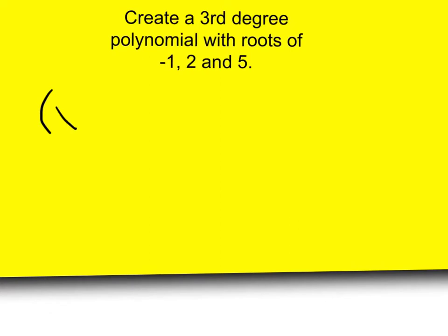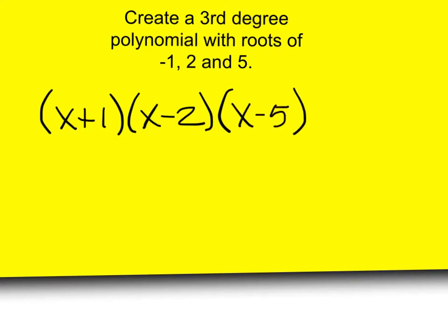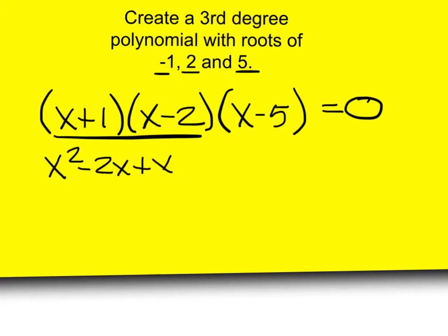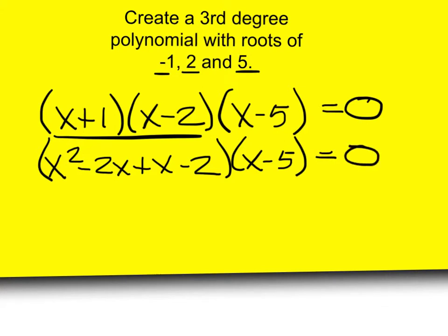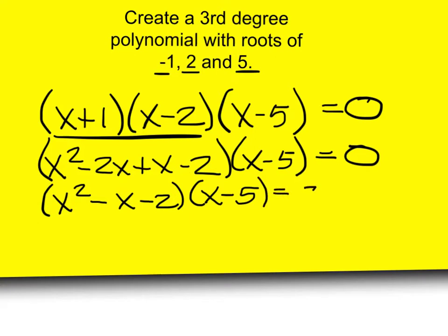Alright, so you're going to have x plus 1, x minus 2, and x minus 5. All of that set equal to 0. Remember, we put in the opposite of these. Let's multiply these two to get x squared minus 2x plus x minus 2. And then we'll have to go back and simplify that before we multiply. You don't have to, but it makes it a lot easier. That would be x squared minus x minus 2. And let's multiply that by x minus 5.